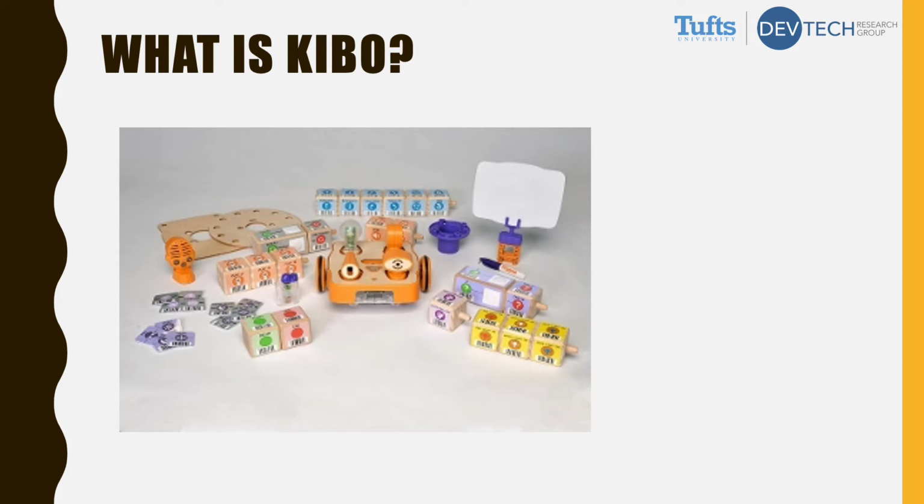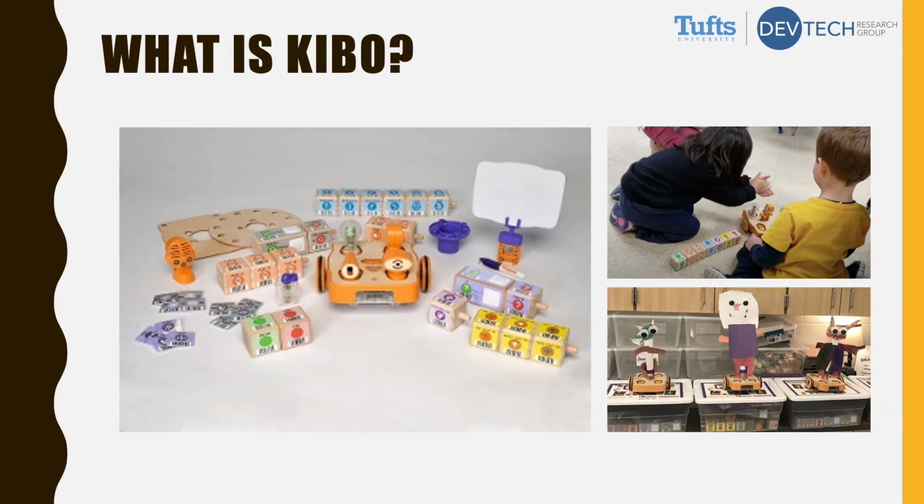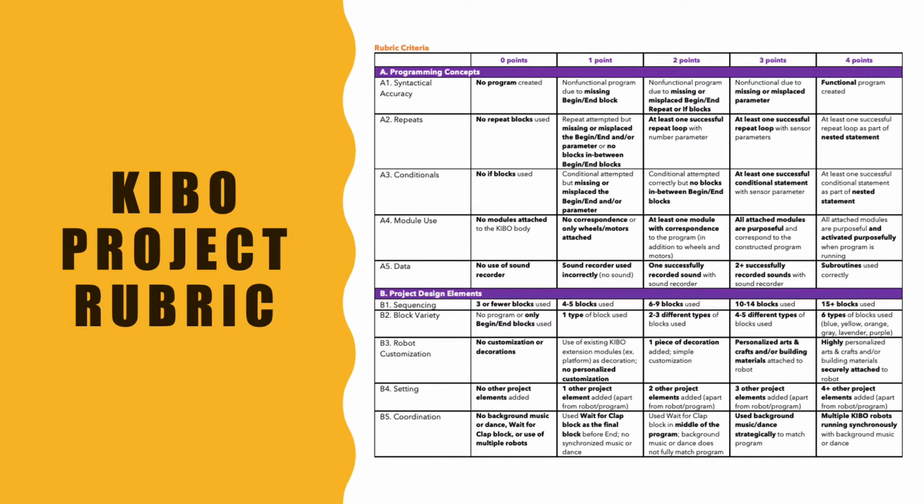The KIBO Project Rubric can be used to assess any kind of project created with the KIBO Robotics Kit. These projects could include ones created by children at the end of a KIBO curriculum unit, or even by adults at the end of a professional development training. The KIBO Project Rubric has a total of 10 criteria, each of which are scored on a 5-point scale ranging from 0 to 4 points.